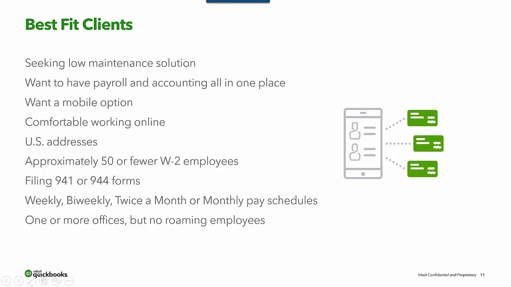Filing 941 or 944 forms. There isn't support at this time for 943, so if you're agricultural, we don't have support for that at this time. And then weekly, bi-weekly, twice a month or monthly pay schedule, so nothing for quarterly or annual. One or more offices, but no roaming employees.